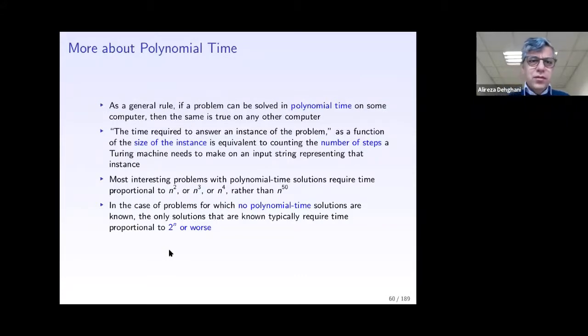That was a recap from last week, but now, as a general rule, if a problem can be solved in polynomial time on some computers, then the same is true on any other computer. So it's not a matter of saying, okay, it is solvable on this specific computer, but it is not solvable on other computers. No, if a problem is polynomial time and it is solvable on a computer, then definitely it is solvable everywhere.